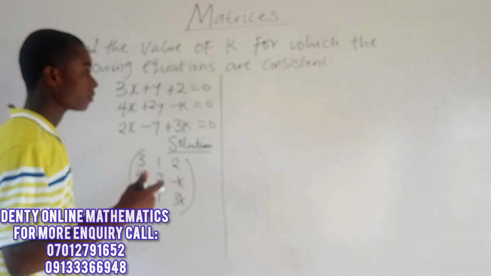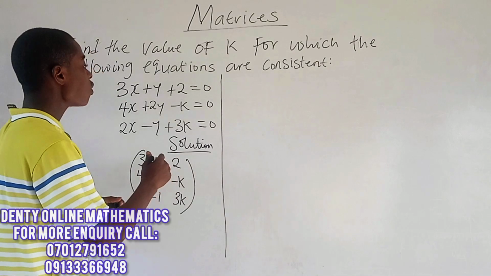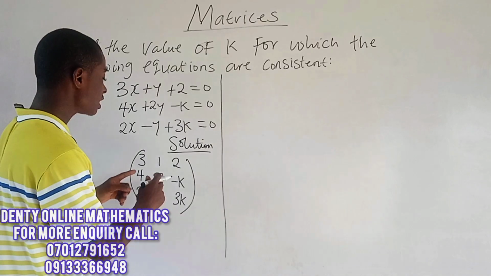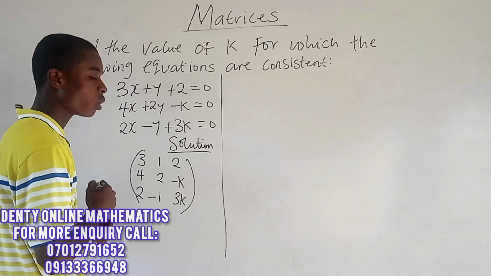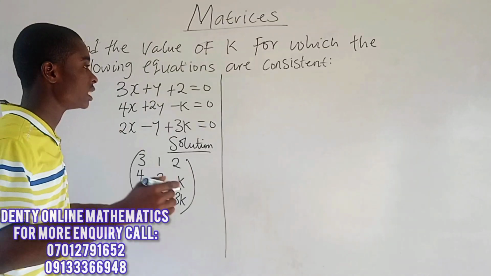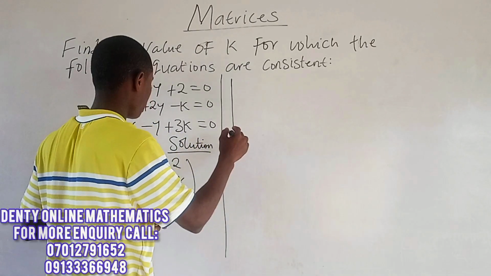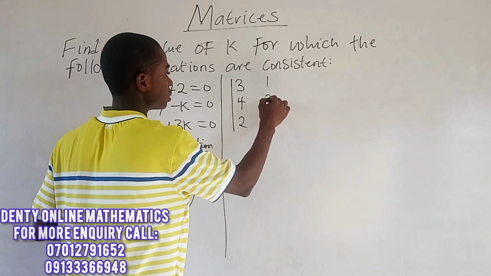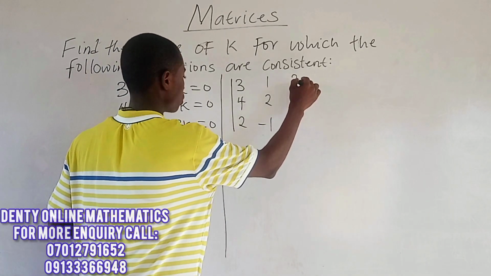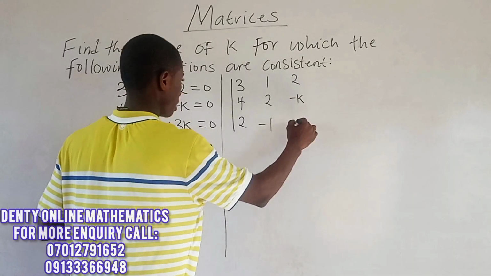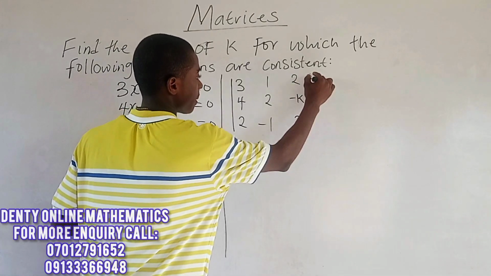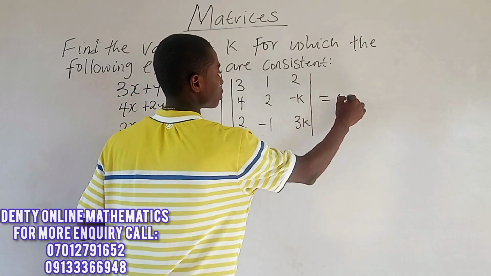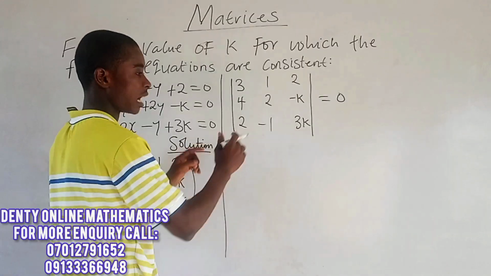Now, the rule for an equation to be consistent in matrix is that the determinant of this matrix must be equal to 0. And how do you represent the determinant? You represent it like this: 3, 4, 2; 1, 2, minus 1; 2, minus k, and 3k, in absolute value bars, and this must be equal to 0. That is the sign for determinant.